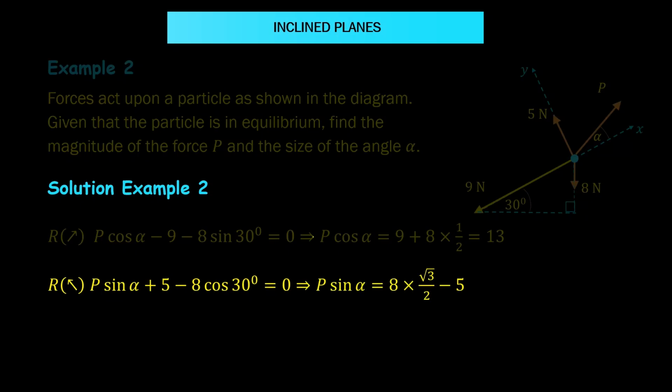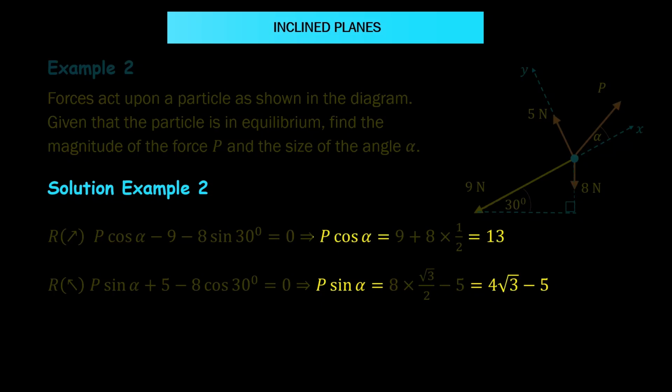And rearranging this and plugging in the value for cos 30 as shown gives us P sine alpha equals 8 times root 3 over 2 minus 5, which equals 4 root 3 minus 5. And so we have a value for P sine alpha and a value for P cos alpha. And hopefully you'll be able to spot that if we divide one by the other, we obtain tan alpha.